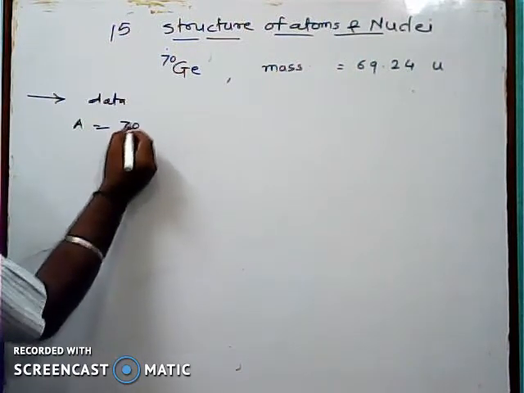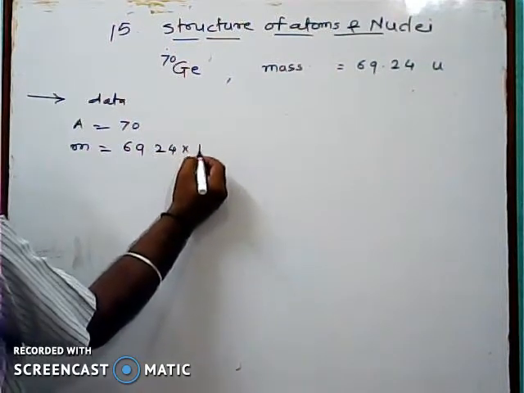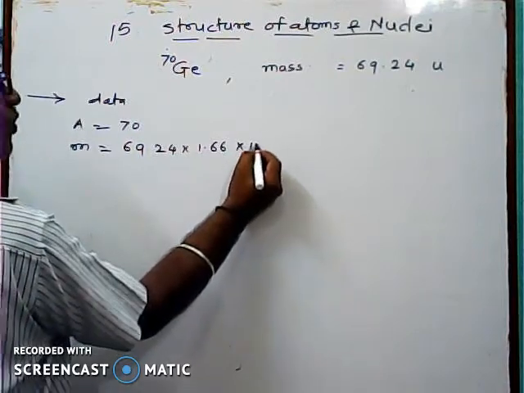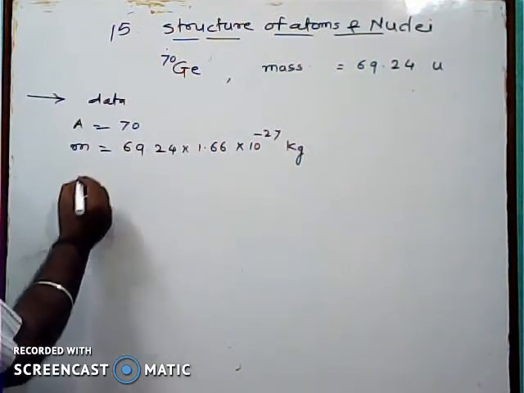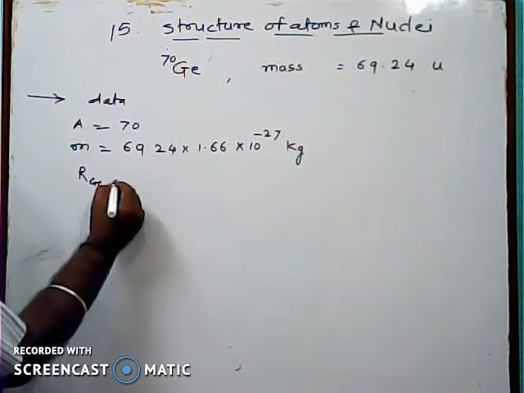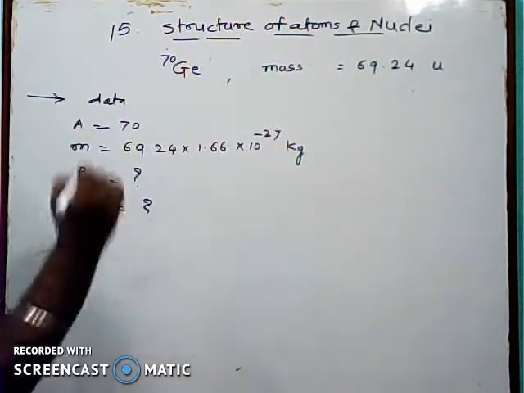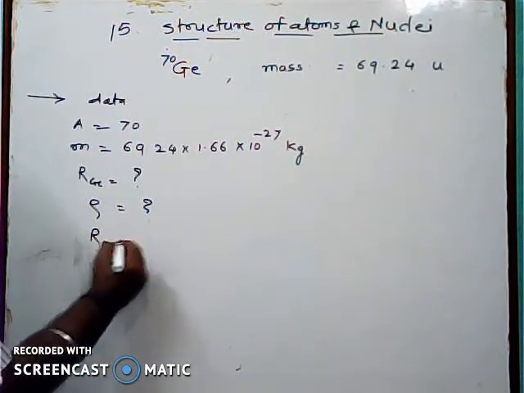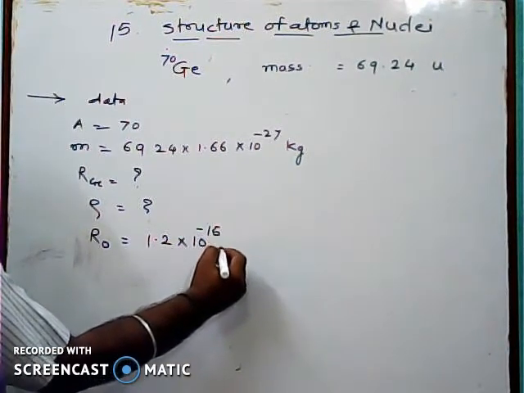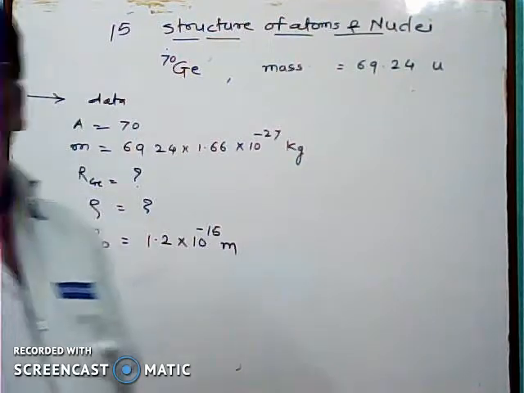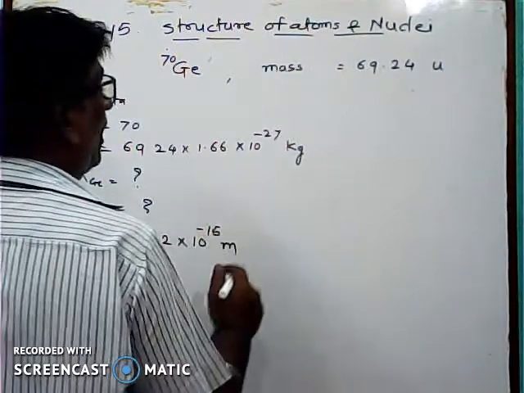So we can find out the data. A has value 70, and mass is equal to 69.24 into 1.66 into 10 to the power minus 27 kg. We can find out the radius of germanium and the density of germanium. And we know the constant R0, that is 1.2 into 10 to the power minus 15 meter. Using these values, we can apply the formula.